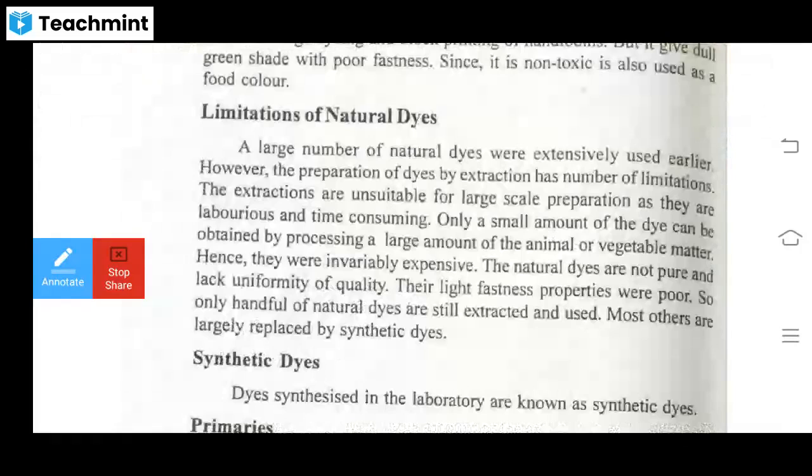so that the synthetic dyes are used. Generally, it is safe in case of the food materials because it directly deals with the health. Okay, but in other cases for the external use, maximum times artificial dyes are used. The light fastness is also lowered, properties were poor, and only a handful of natural dyes are still extracted and used. Most others are largely replaced by the synthetic dyes.